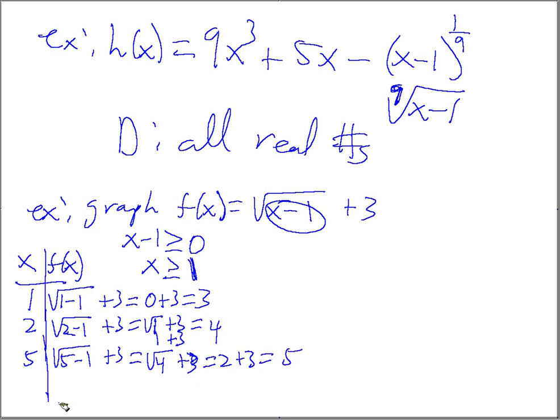Alright, you get the idea. The next one to pick would probably be 10. You plug 10 in, you get 10 minus 1 is 9. Root 9 is 3, and so you get 3 plus 3. You get 6 in that case. But again, I'm not going to work the rest of it out. You get the idea here. But let's go and graph the function here. See what it looks like. So here's y.